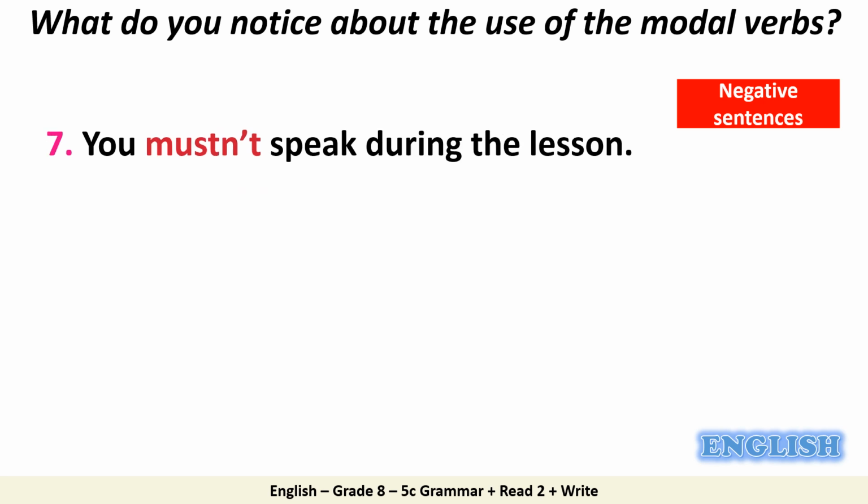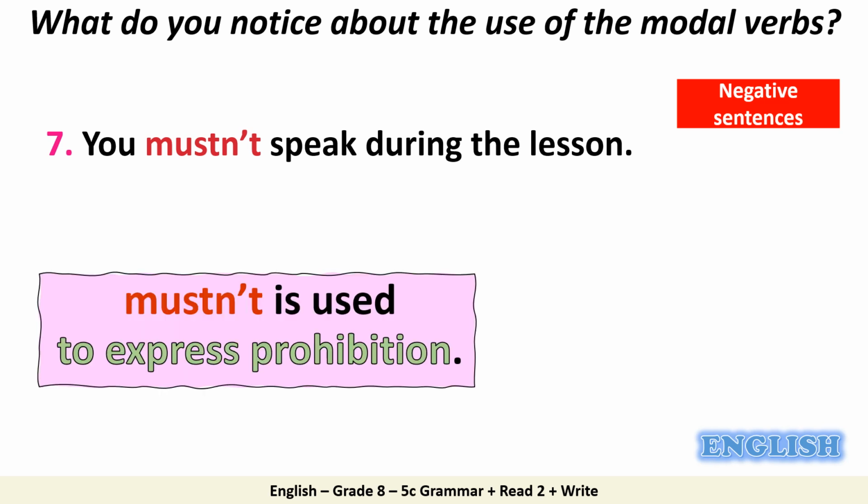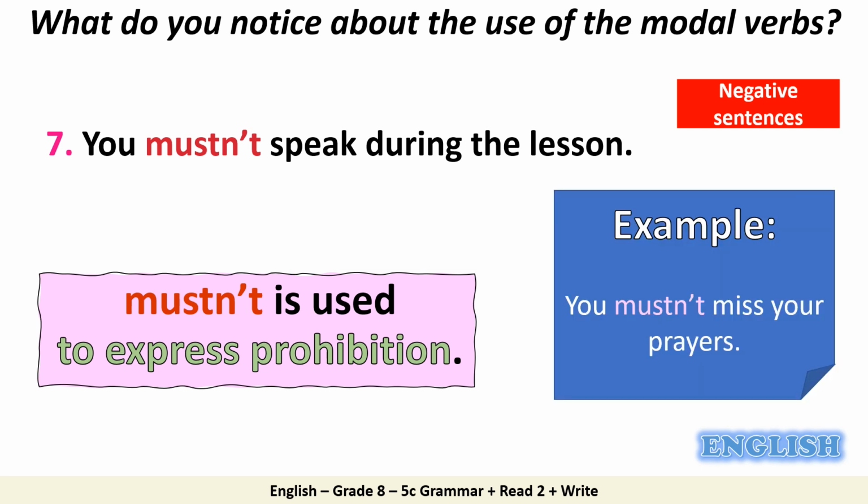What do you notice about the last sentence? It is a negative sentence. You mustn't speak during the lesson. We use mustn't to show that something is forbidden. It is used to express prohibition, when something is not allowed at all. For example, you mustn't miss your prayers.